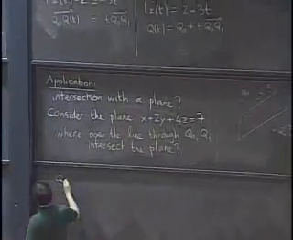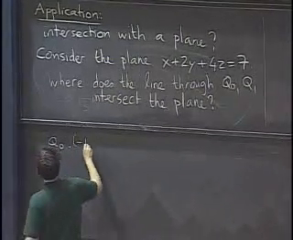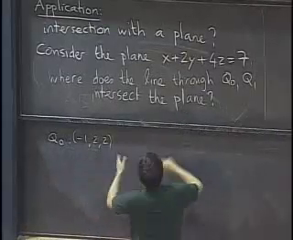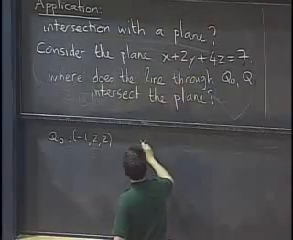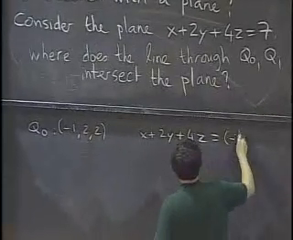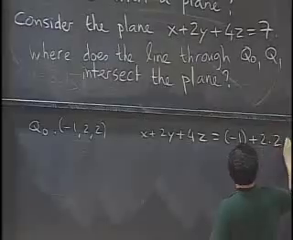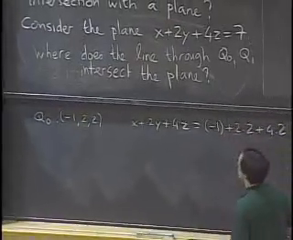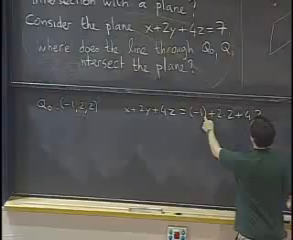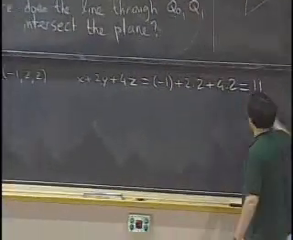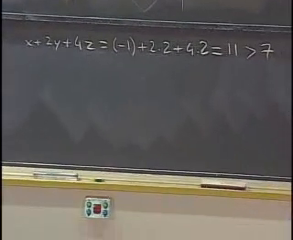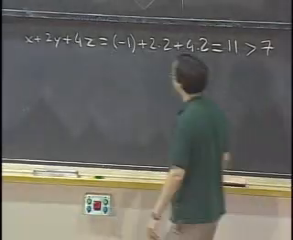So if I take the point Q0, which is at (-1, 2, 2), well, if I plug that into the plane equation, x + 2y + 4z will equal -1 + 2 times 2 + 4 times 2. That's 4 plus 8, 12, minus 1, 11. That, I think, is bigger than 7. OK, so Q0 is not in the plane.